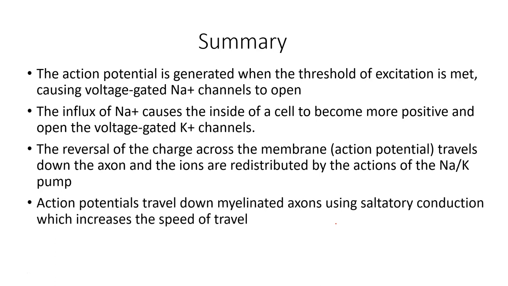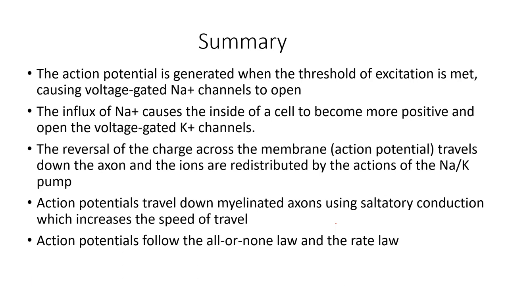When action potentials travel down myelinated axons, they use a phenomenon known as saltatory conduction, which increases the speed of travel. So you only have action potentials happening at the nodes of Ranvier, not underneath the myelin. The speed of conduction of the action potential is much greater in myelinated axons than it is in unmyelinated axons. Action potentials also follow the all or none law, remember toilet flush, and the rate law, which is that intensity of stimulus is related to the rate or frequency of action potentials.